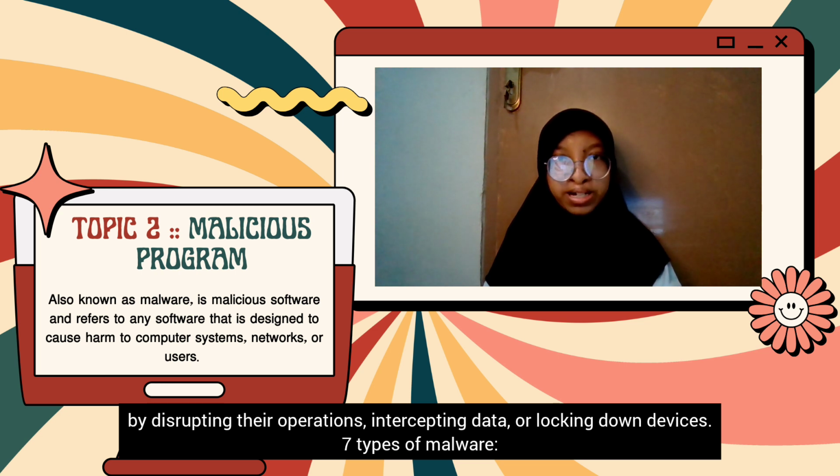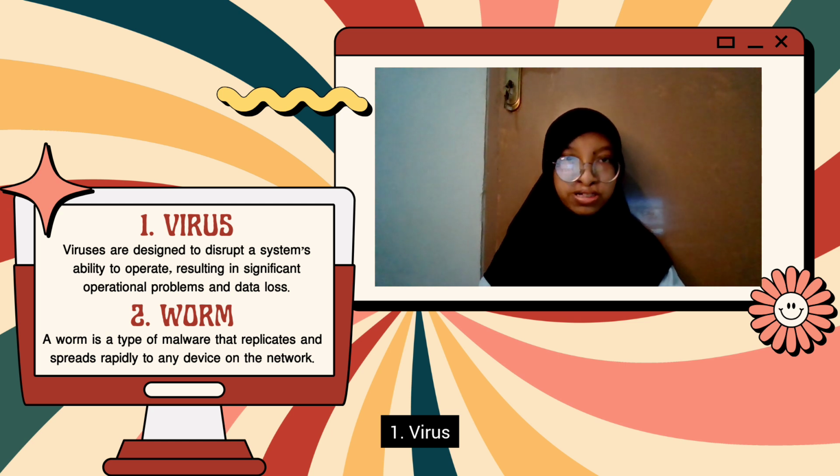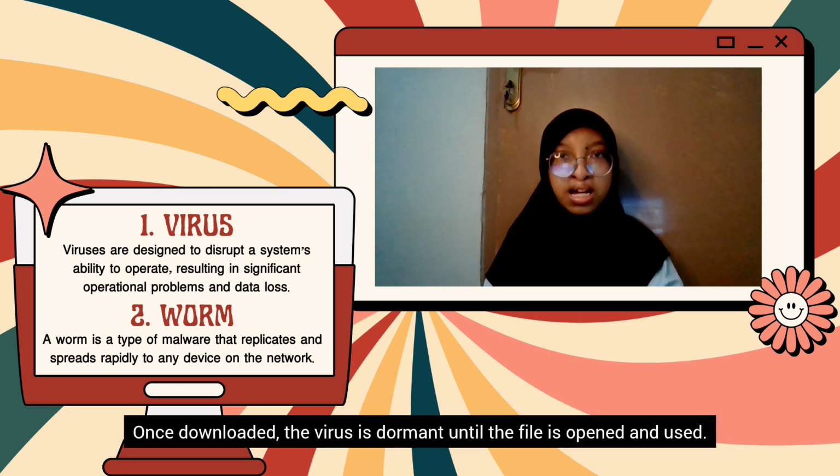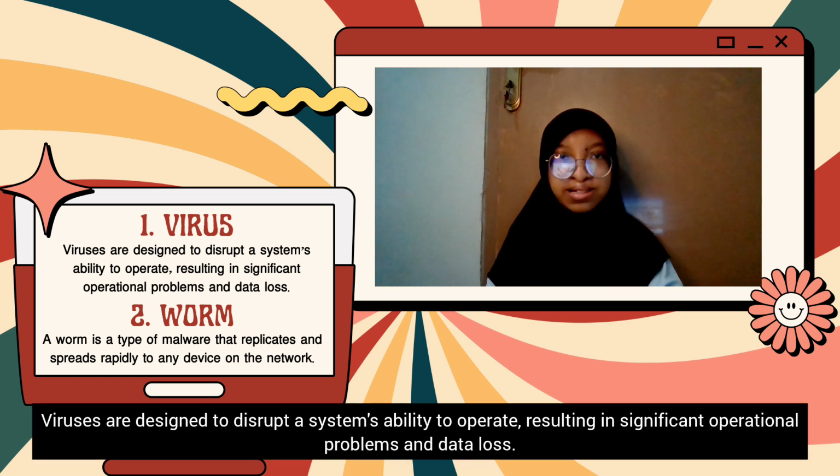7 types of malware. 1. Virus. Viruses are... sound problems and data loss.